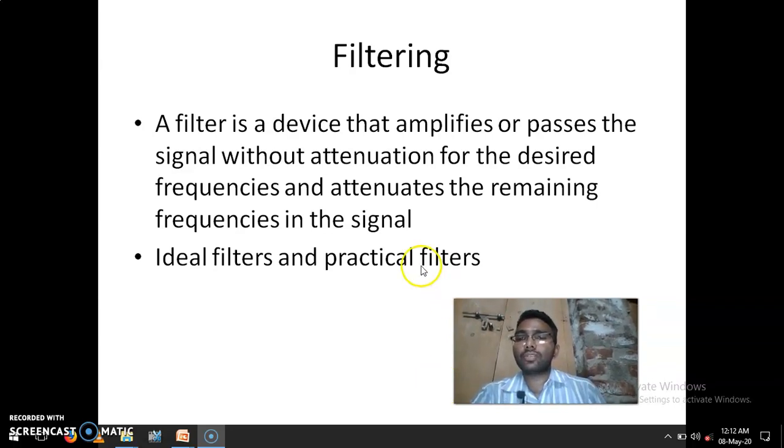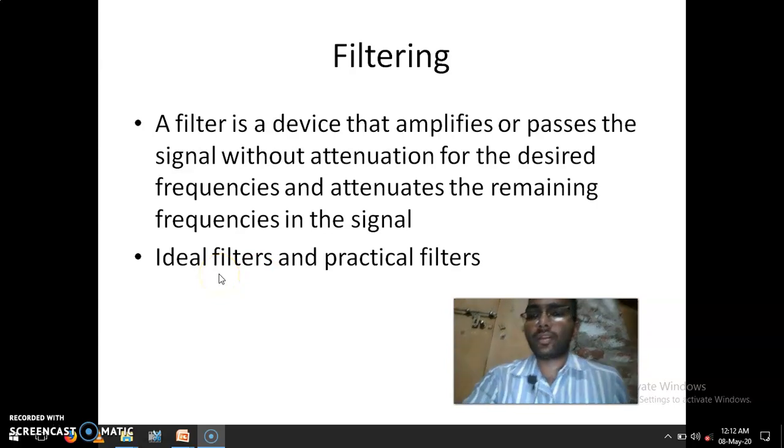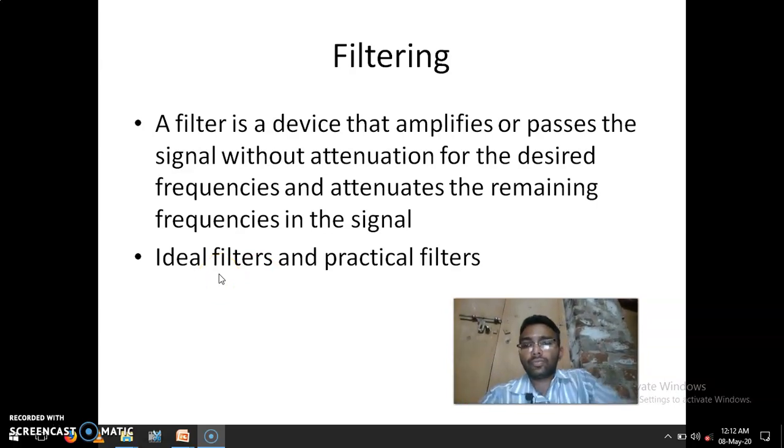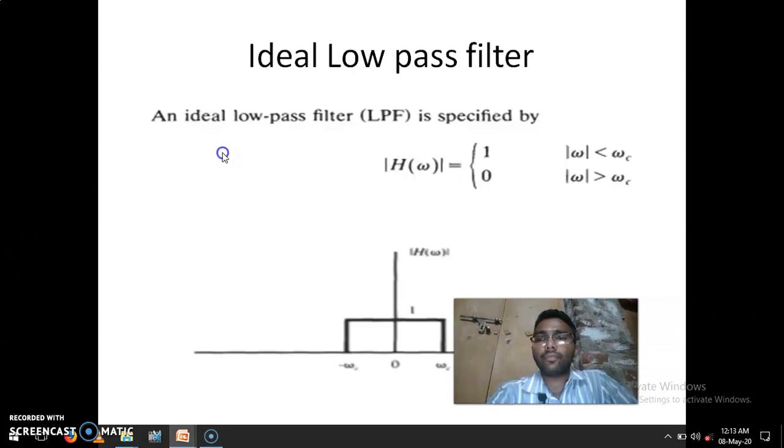So there are generally ideal filters and practical filters. Ideal filters, although their performance is supposed to be good, there are many issues involved in the design of ideal filters, and the reason why we need to move to practical filters we'll see. First, let us see what the types of filters we can have are.